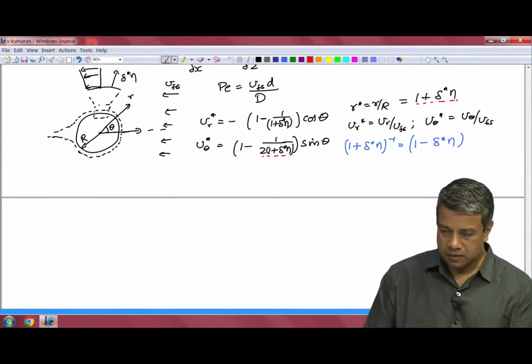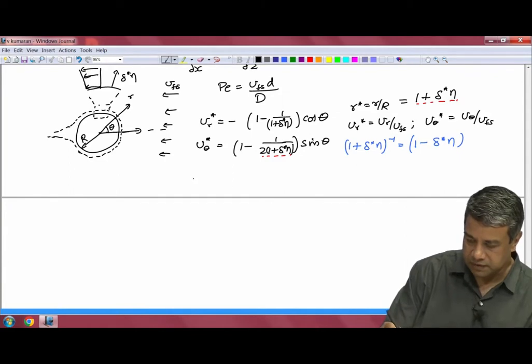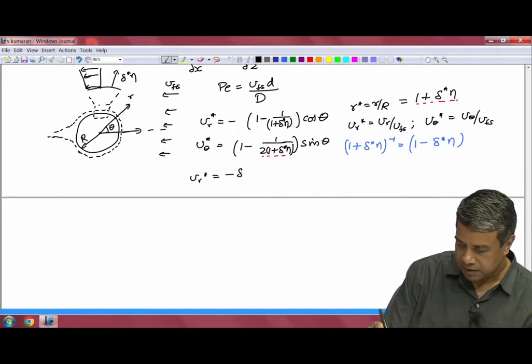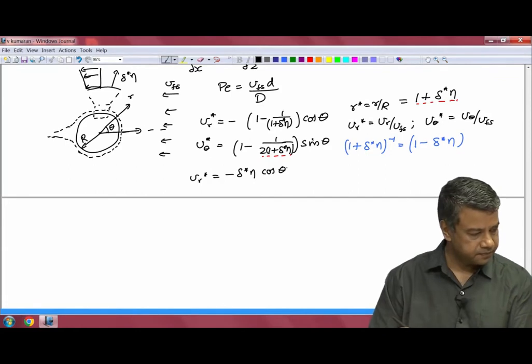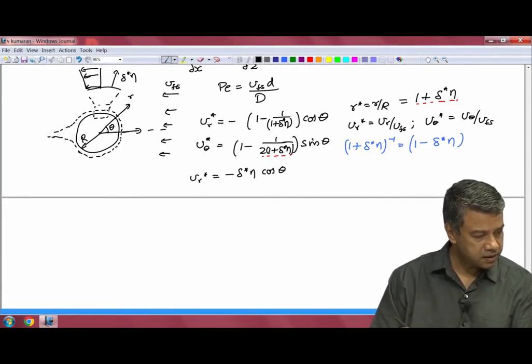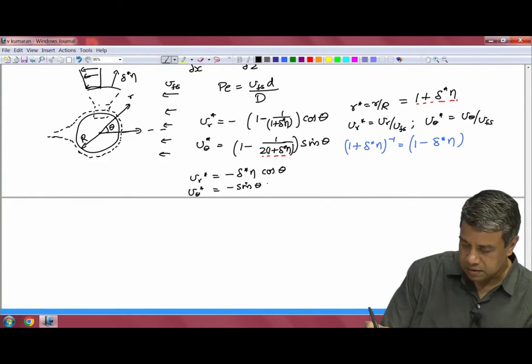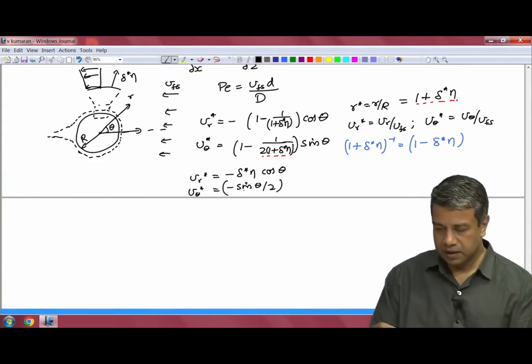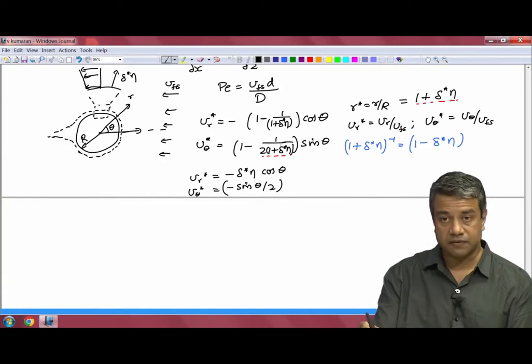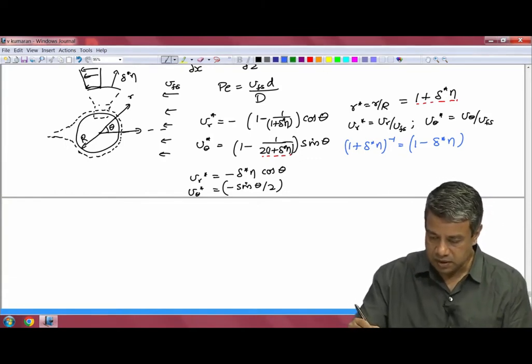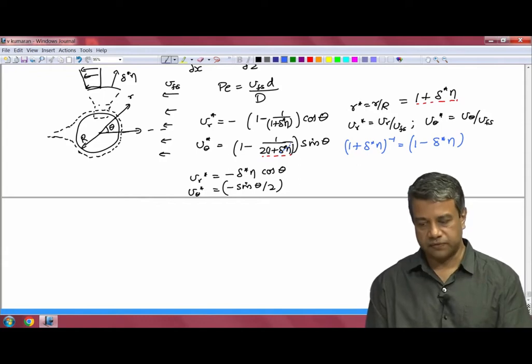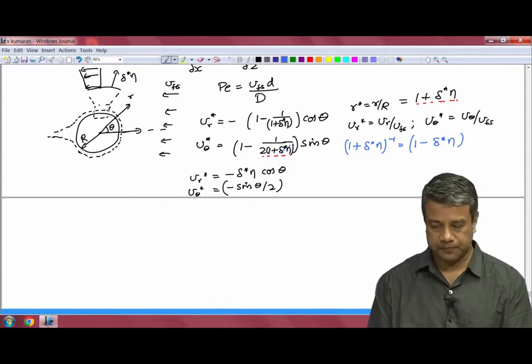With this I will get the approximations for Vr and V theta as Vr star is equal to minus delta star eta cos theta. That is the expression for Vr, and V theta is equal to minus sin theta by 2. That is because I have 1 minus a half here. In the limit as delta eta goes to 0, I can neglect this term and I get 1 minus a half. So, I just get minus sin theta by 2.